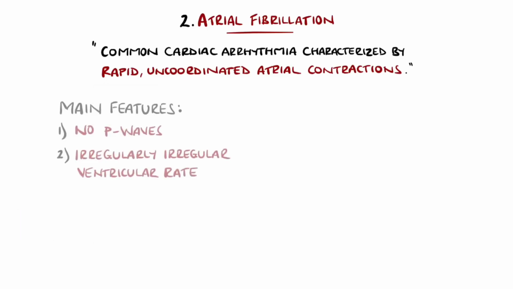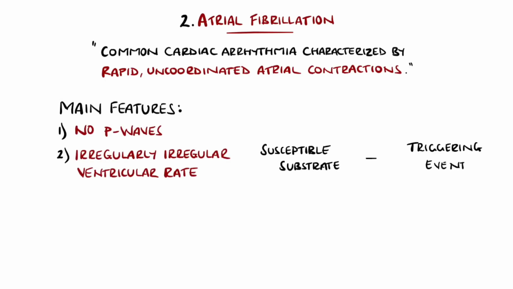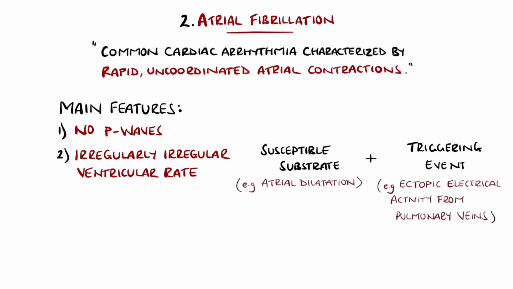Generally, it occurs as a result of a substrate that will maintain the arrhythmia, such as dilatation of the atria, and a triggering event such as electrical activity arising from another atrial location. Most commonly, this is in the region of the pulmonary veins.